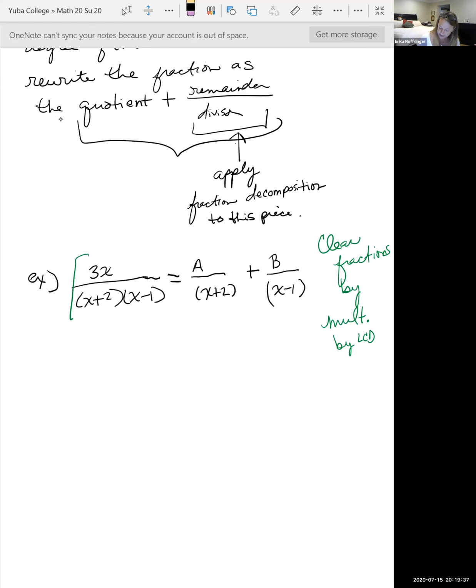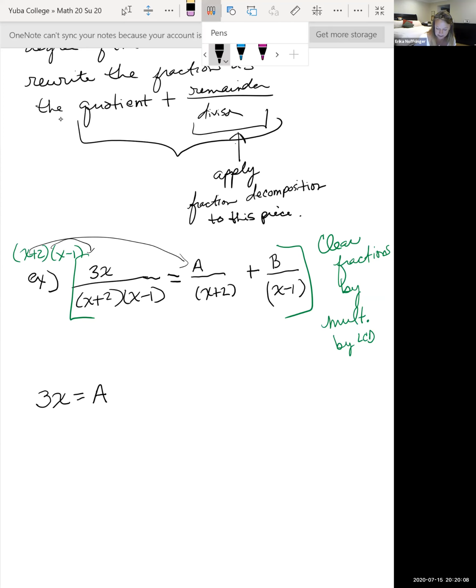So I'm going to multiply this side and this side by x plus 2 times x minus 1. And so when I distribute it on the left, my fraction goes away and I'm just left with my numerator of 3x. This is equal to, when I distribute it to the right-hand side of the equation, my x plus 2's cancel, and I'm left with A times the factor that was missing there, which I would have gotten if I got a common denominator, which was x minus 1. Distributing it to my next fraction, you get plus, well, this time the x minus 1's cancel and you're left with B times the factor of x plus 2.